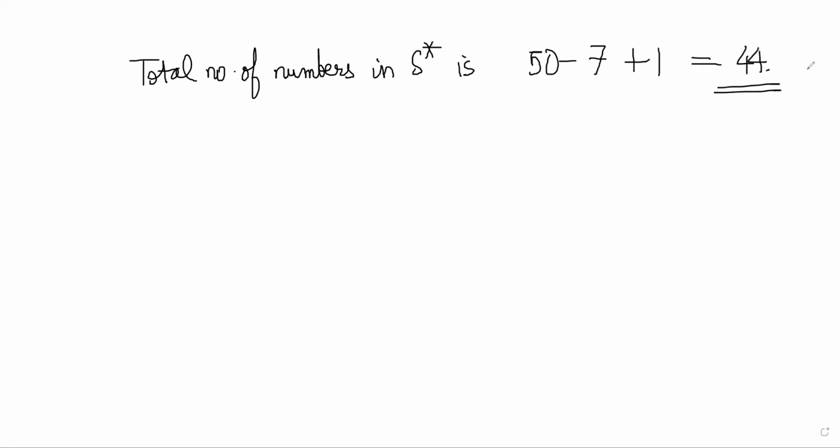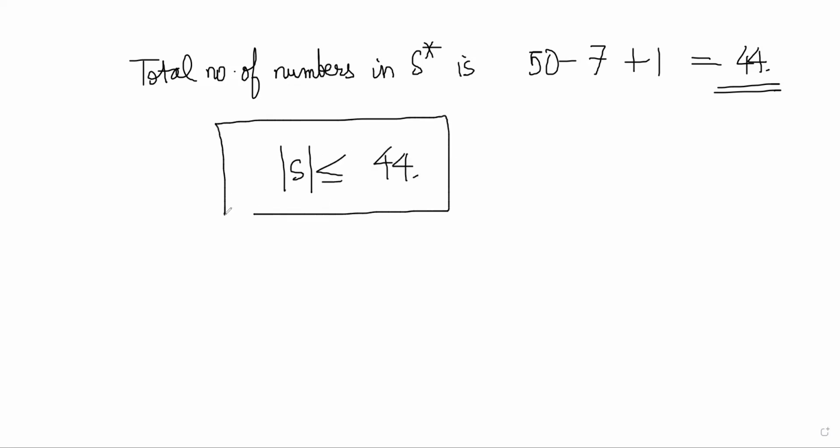And if you take these 44 element subset, you will ensure that you satisfy the conditions of the problem, which says that take any 2 numbers from the subset and square them and add them, and they will still not be divisible by 7. You cannot pick 2 divisible numbers because then you will fail the condition of the problem. So we will say that the mod of S should be less than or equal to 44. That is our answer to this problem.